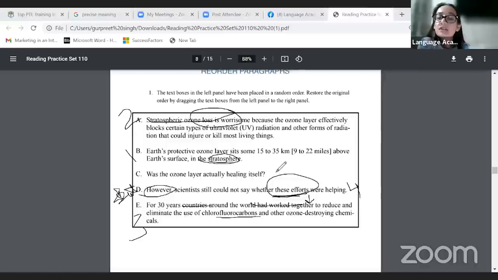The last one is the C, the question, because we do not have the answer to the question given. Was the ozone layer actually healing itself? Itself means the ozone layer is healing the ozone layer. You are not here talking about healing from the efforts of the countries. Those of you who have understood that, was the ozone layer actually healing? Scientists could not say. This is your assumption of what the story is. You did not read the word itself. Was the ozone layer actually healing its own self? Nobody else. And we don't have the answer whether the ozone layer is healing itself or not. What we know is only about what countries have done to heal it.